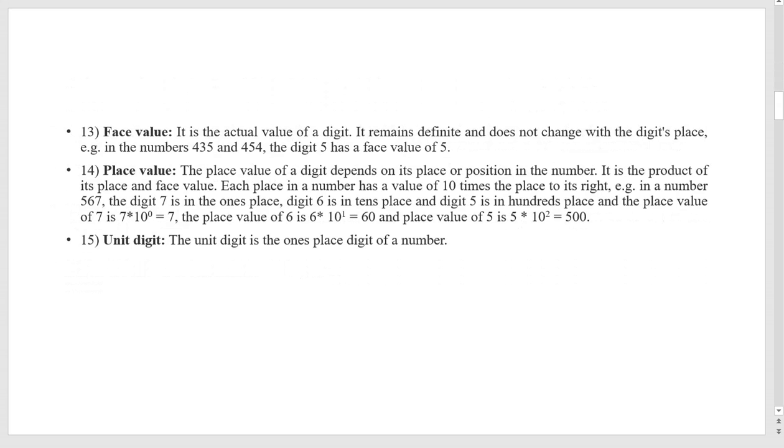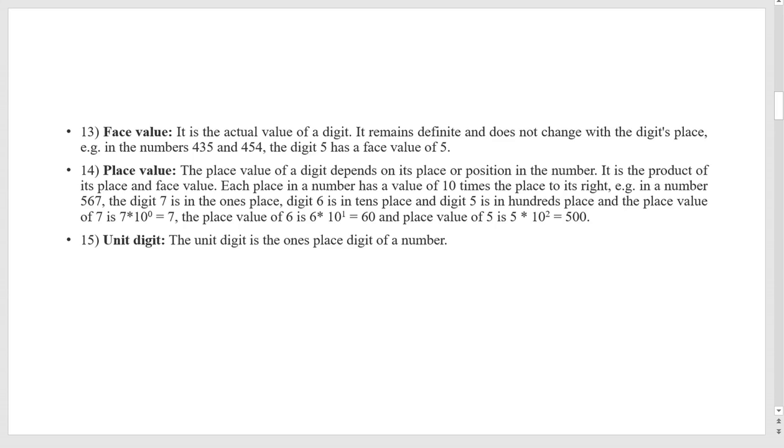Okay, let's move on to another one, and this is the main thing you can focus on from now. What is the main difference between the face value and the place value? A face value is the actual value of a digit; it remains fixed and does not change its place. It simply tells which number it is. Whereas a place value shows the position of the number. For example, in 567, the 6 is located in the tens place, so 6 into 10 gives 60.